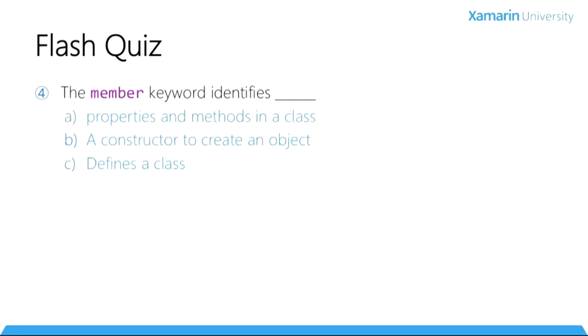Question 2. The member keyword identifies A, properties and methods in a class, B, a constructor to create an object, or C, defines a class. And the answer is A. The member keyword identifies properties and methods in a class.